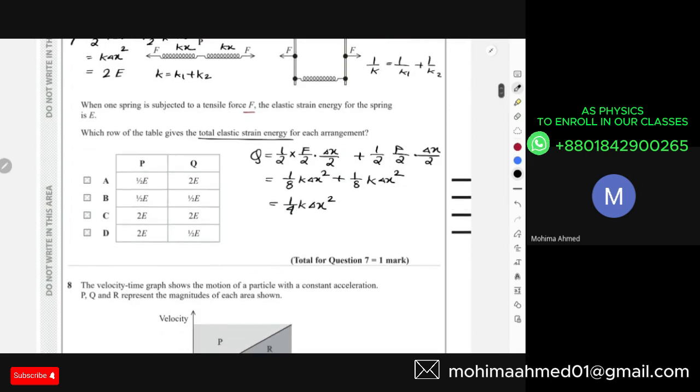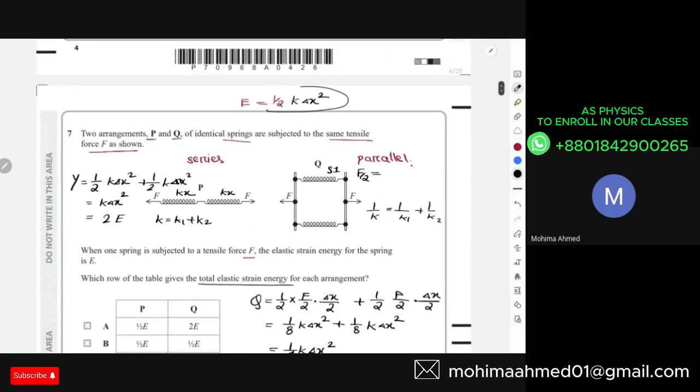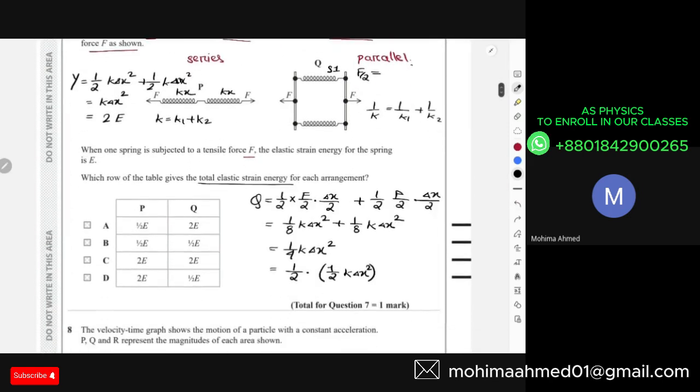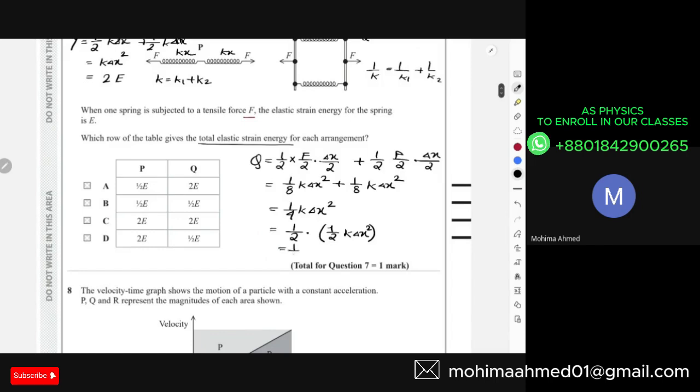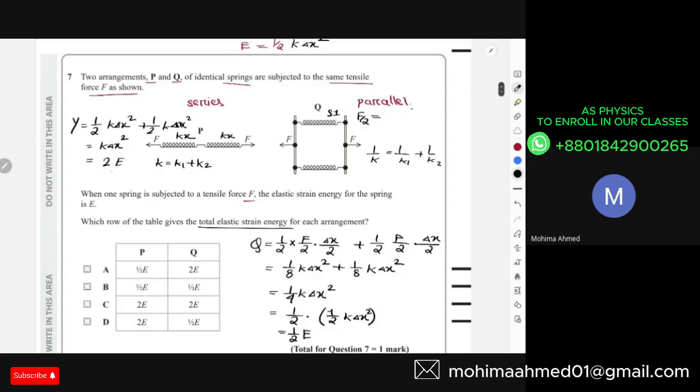x square. So if you remember, the original value for E was half multiplied with half K delta x square. The main reason for separating the half is so that we can get this equation, half K delta x square, which was the value for your E. So we get half E for your parallel connection and 2E for your series connection. I should represent this as P. So in that case, option B is your correct answer.